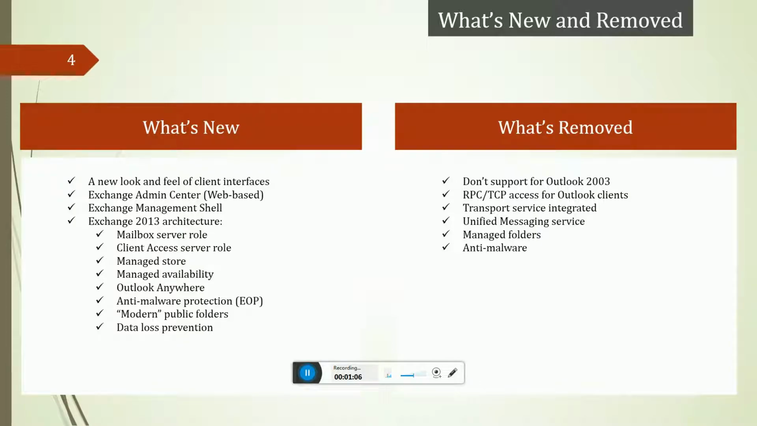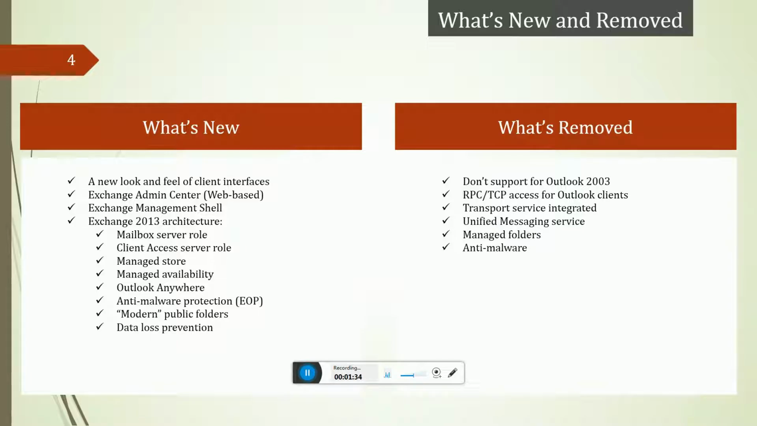What is new? A new look and feel, a new client interface, Exchange Admin Center, web-based Exchange Management Shell, Exchange 2013 architecture, mailbox server role, client access server role, managed store, managed availability, Outlook Anywhere, anti-malware protection, modern public folders, data loss prevention. These are the new things in Exchange Server 2013.